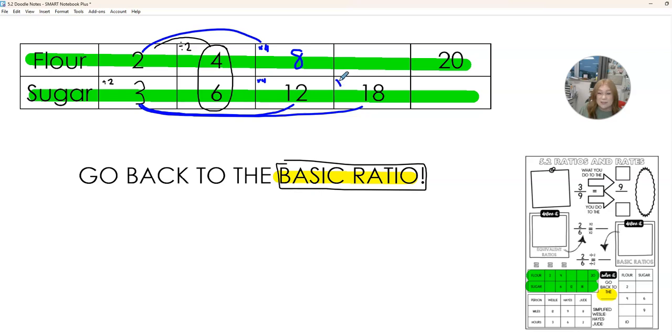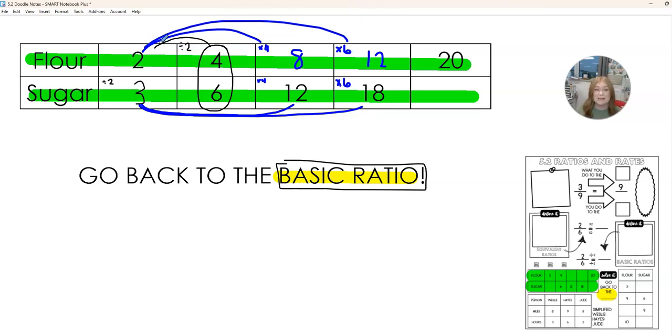That was 6 times. So this is 6. If I do that here, I have to do that here. We're going to times this by 6. So 2 times 6 is 12. So we're not necessarily just skip counting, right? This is 2, 4, 8, 12. We didn't really skip count. We missed a few in there. So we're just making equivalent ratios.